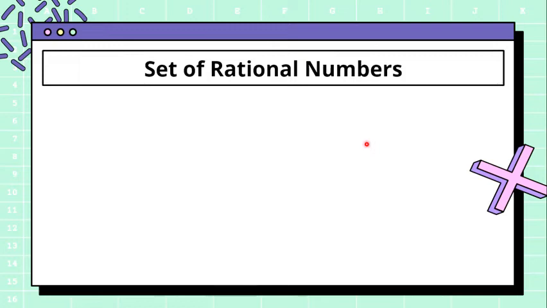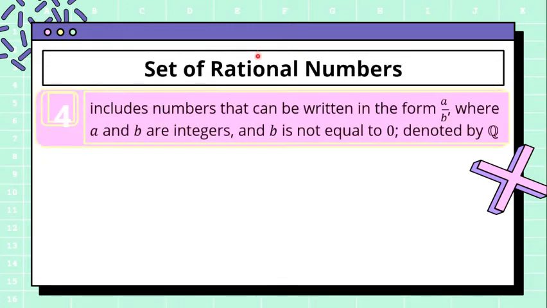So the fourth one is what we call the set of rational numbers. Here, it includes numbers that can be written in the form a over b, where a and b are integers and b is not equal to 0. If we have 0 there, it will be undefined, right? Any number over 0 is undefined. So b should never be equal to 0.